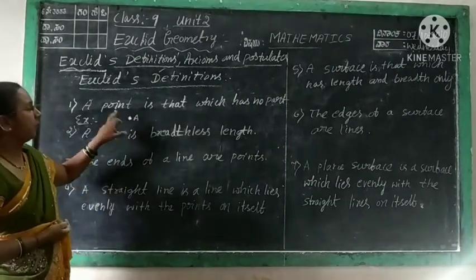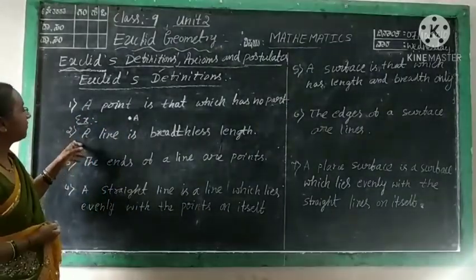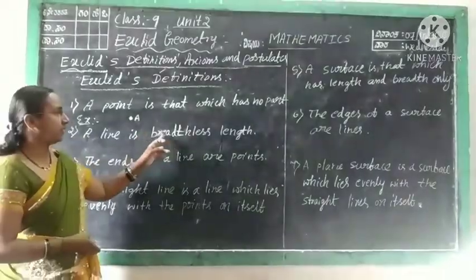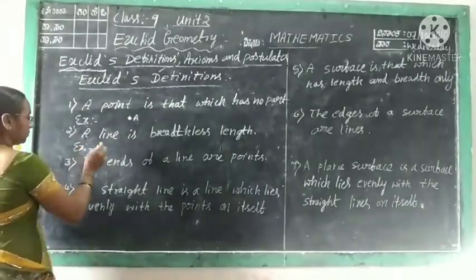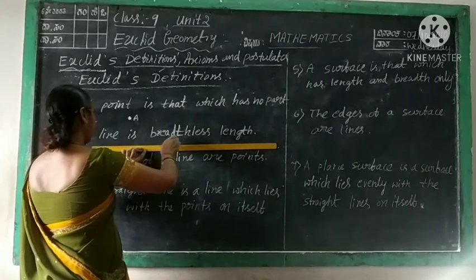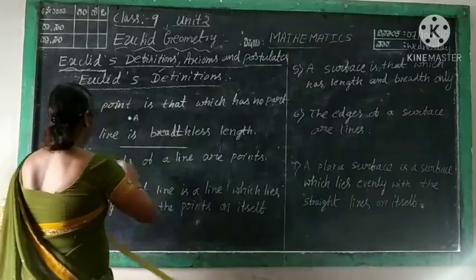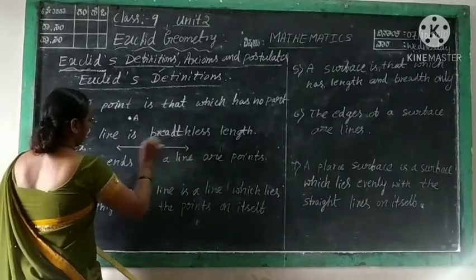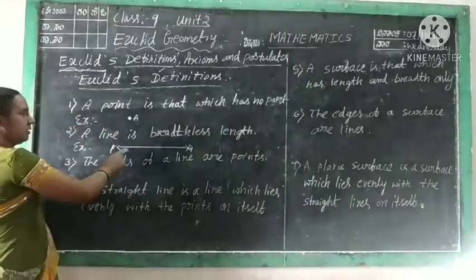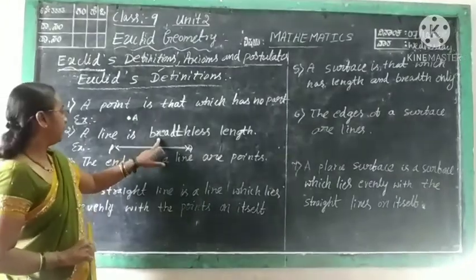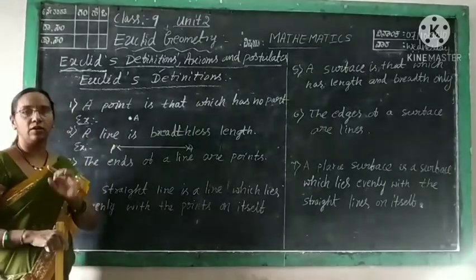A point is that which has no part. The second definition: a line is breadth-less length. For example, a line will be drawn between P and Q. A line has only length, not breadth.